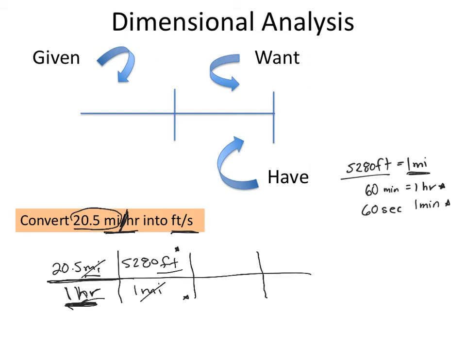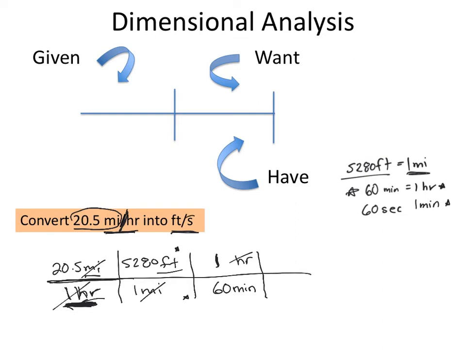Now what I do want you to notice, guys, is that the thing that I'm trying to convert is on the bottom, so the want and the have setup is going to be flipped. What do I mean by that? Well, I have hour down here, so I need hours to end up here so that they'll cancel out. So I'm going to use this conversion factor. I have 1 hour per every 60 minutes. If I stopped right now and did the math, I would be in feet per minute.